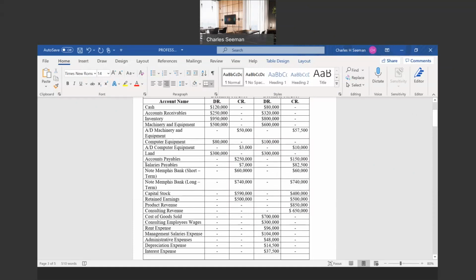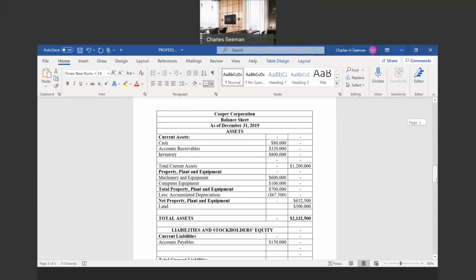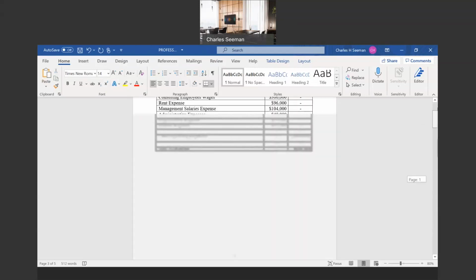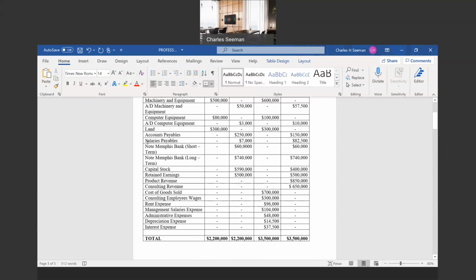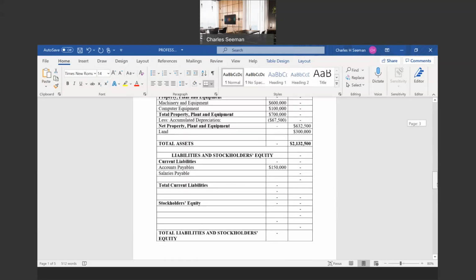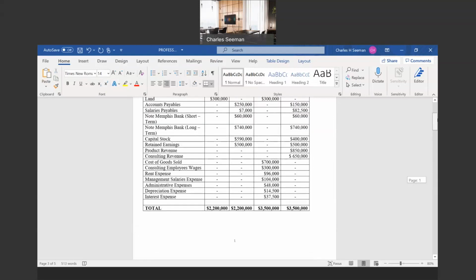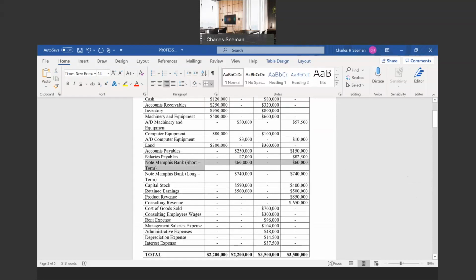I then go to salaries payable. And yes, those two can be combined if you want, but I'm going to break them out just for demonstration purposes. And then the last one is the short-term portion of the note that I have to pay. So that's the next 12 payments that I have to make on this bank loan.